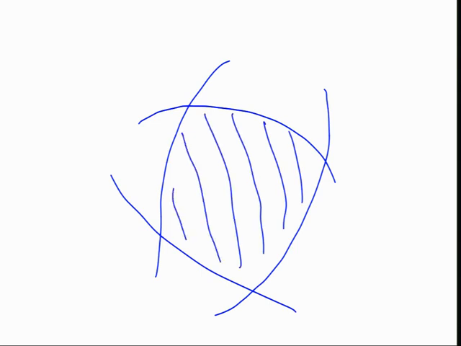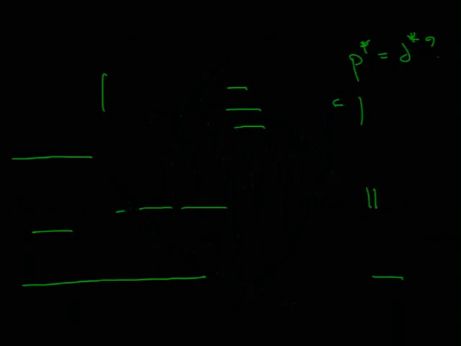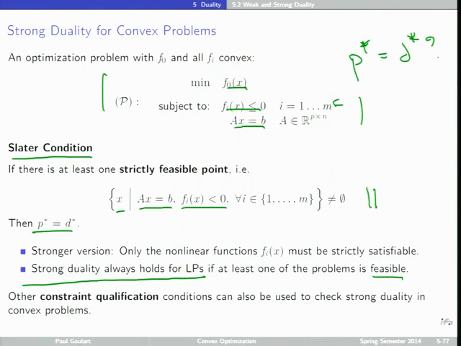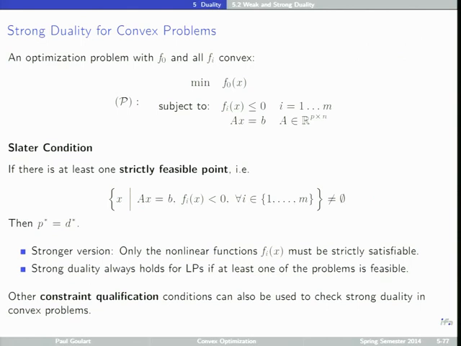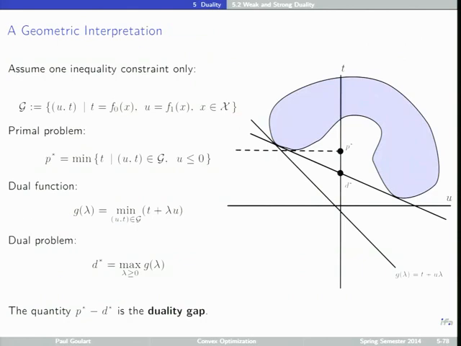And then I just want to know, is there a point in the middle? Any point at all? If the answer is yes, then you have strong duality. Okay, and usually this is the case. So that's what strong duality is. Now I'll try to show you an interpretation of this, and then we'll stop for a few minutes.